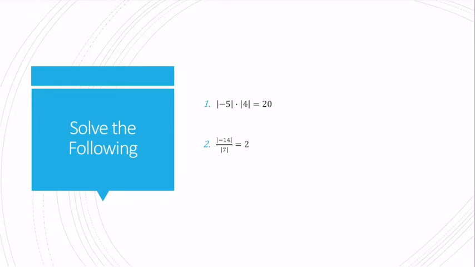I already have the solutions up, go me. The absolute value of negative 5 is 5, and the absolute value of 4 is 4. So 5 times 4 is 20. Here I have the absolute value of negative 14, which is 14, and the absolute value of 7, which is 7. 14 divided by 7 is 2.